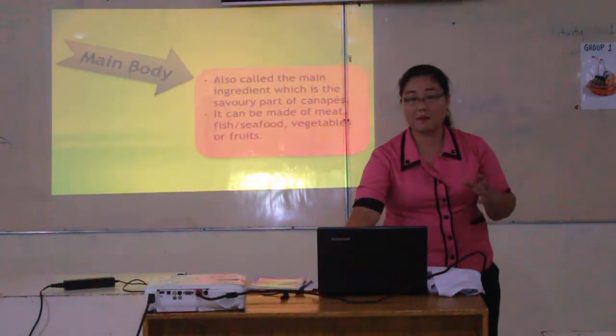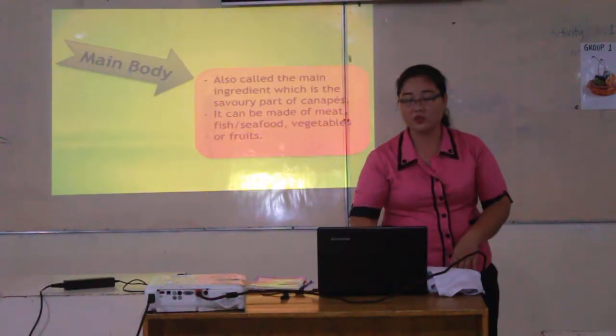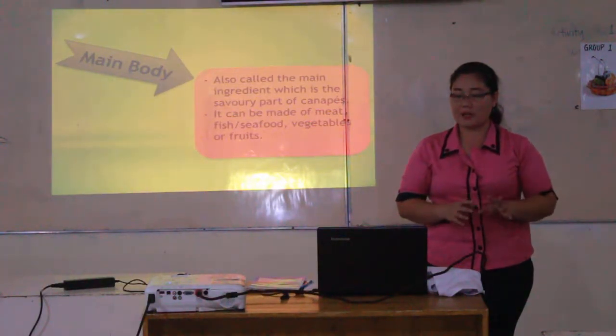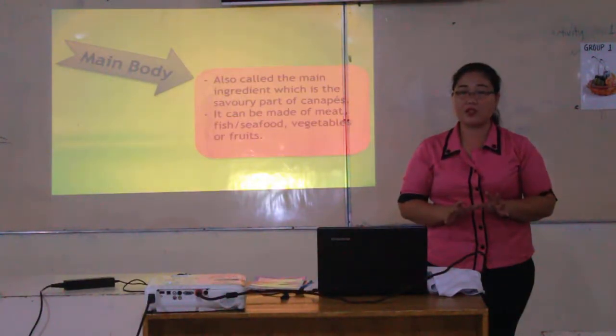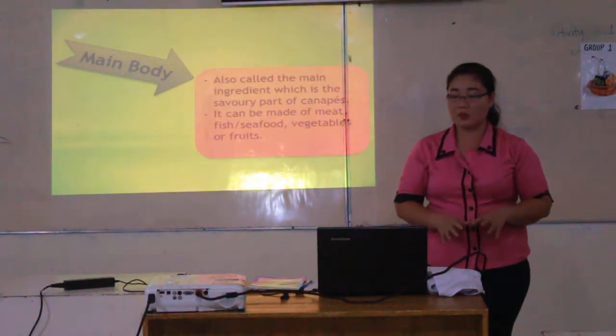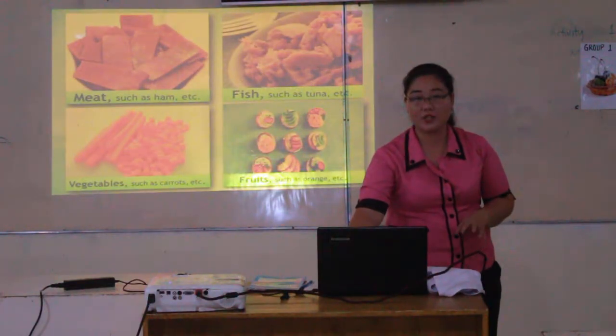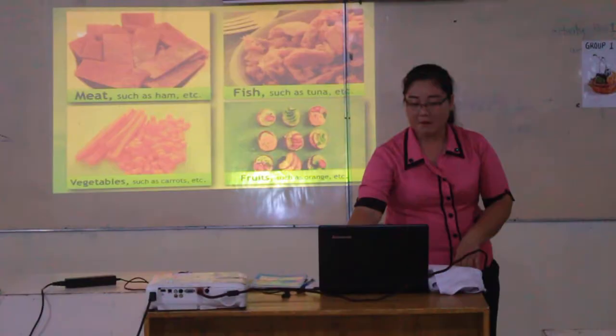So the next one is the main body, also called the main ingredient, which is the savory part of canapés. It can be made of meat, fish, seafood, vegetables, or fruits. So here are some examples of the main body.